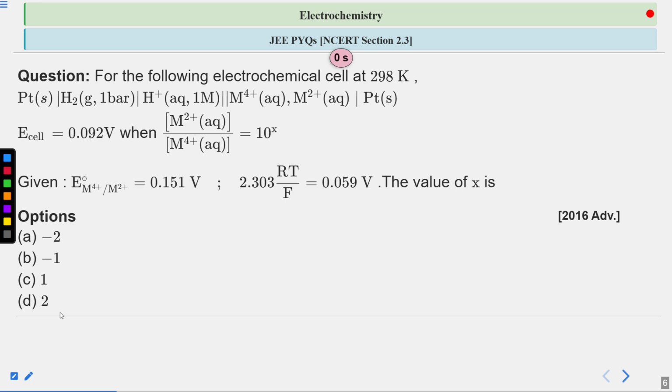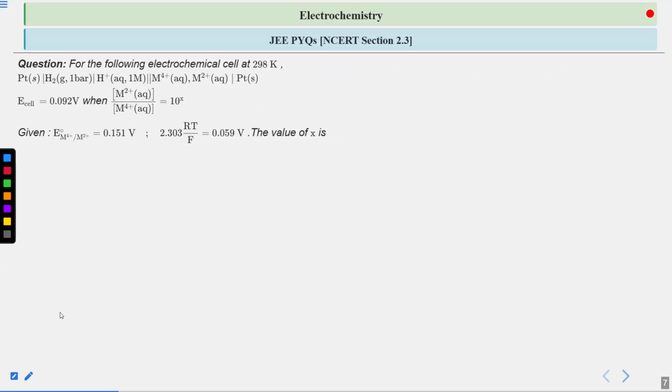Okay, let's see. For this given question, the correct answer is option D, that is 2. So the value of x is 2. Let's see how.